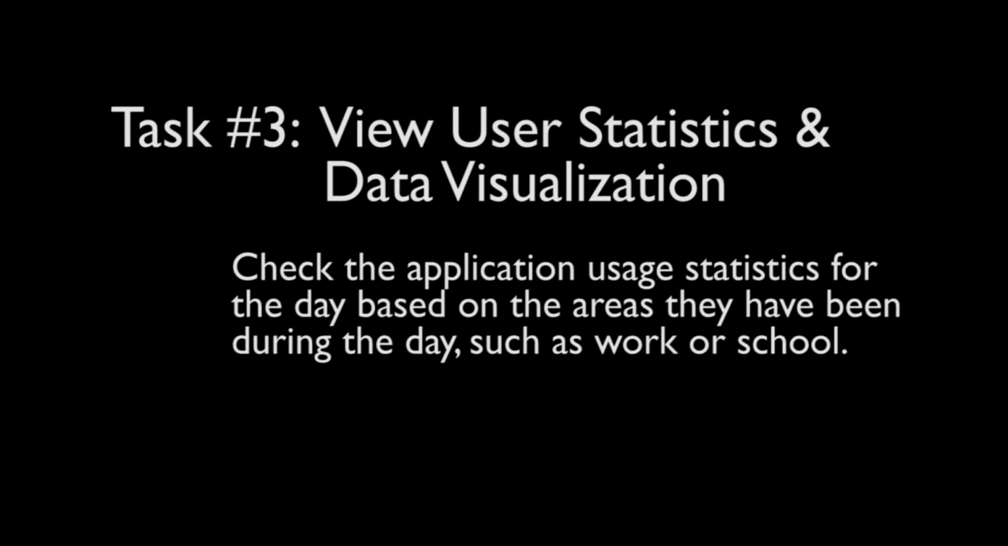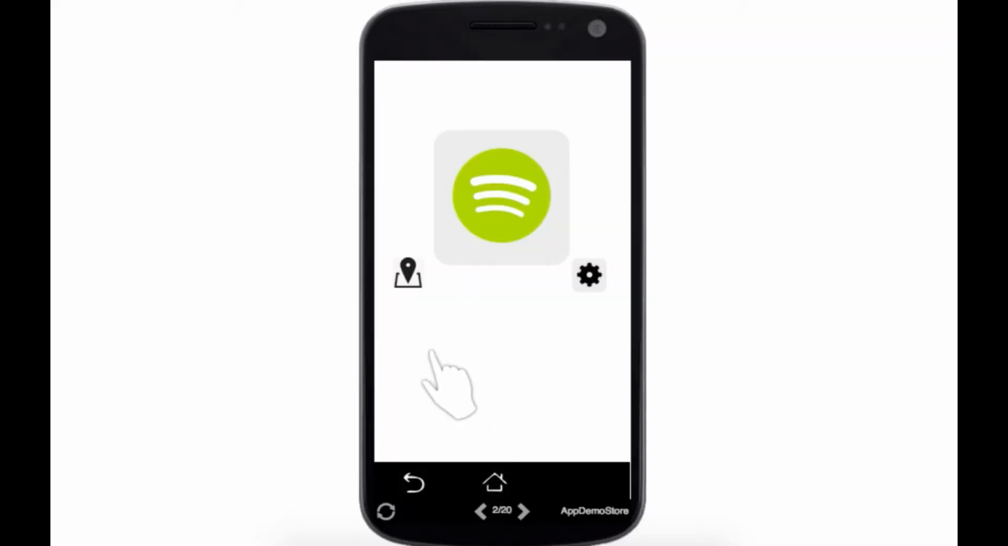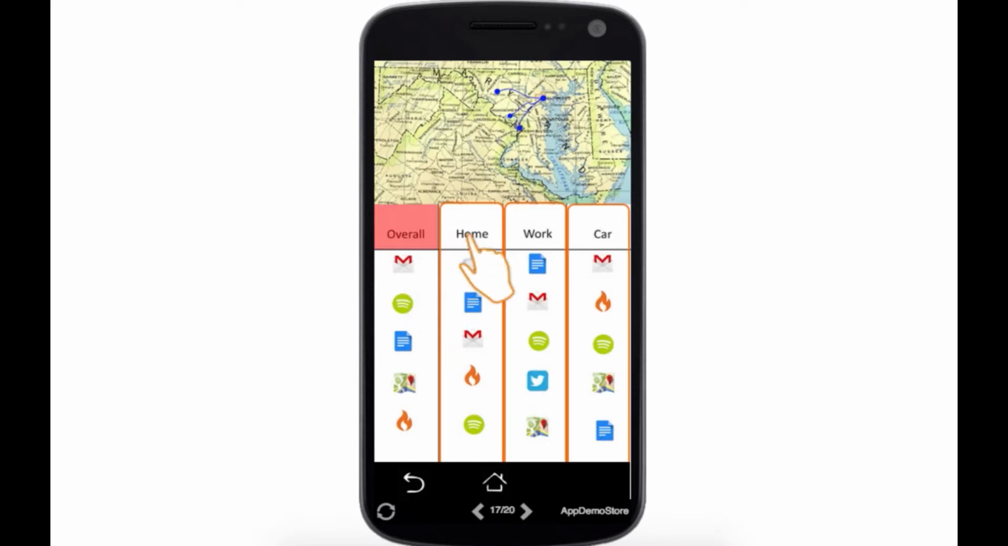Our final task is to view the application usage statistics. The statistics page can be launched by clicking on this icon. Clicking on each category highlights the respective category as well as highlights it on the map. This enables us to see the most frequently used apps in each environment.